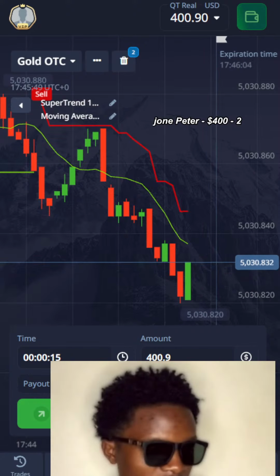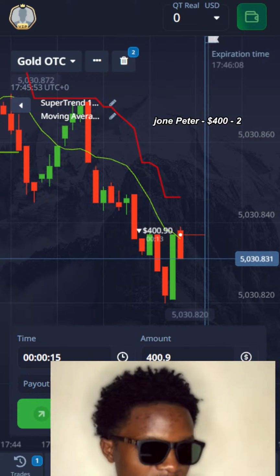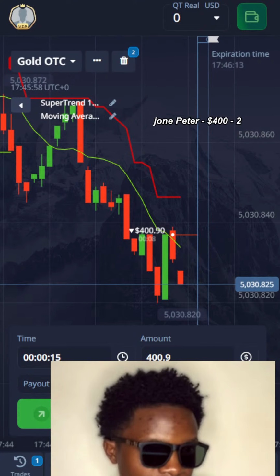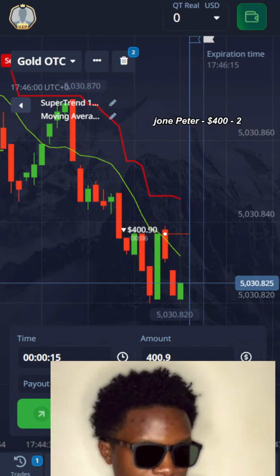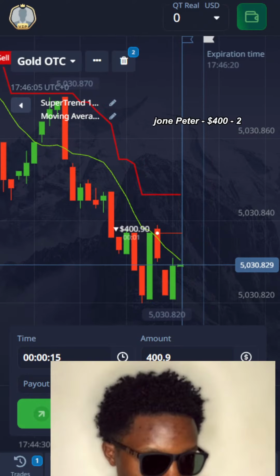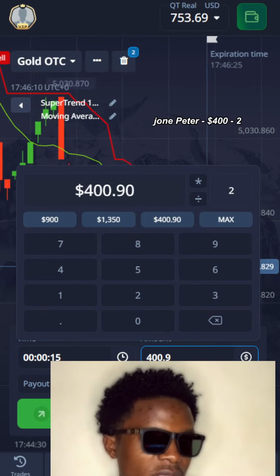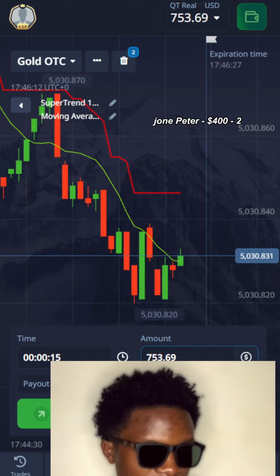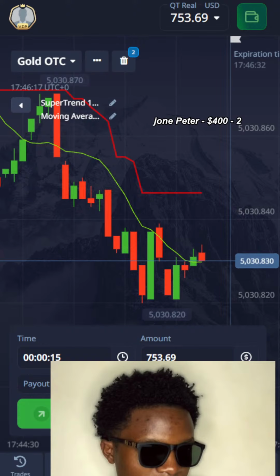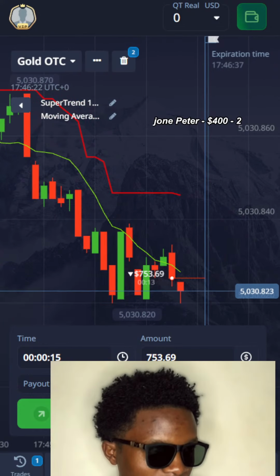Maybe at the moving average here, we are going to be taking a sell at the moving average there. Let's sell and see how this one pans out. Let's go. Yes, we won the first attempt. Now we move on to the next attempt, where we take another sell here.